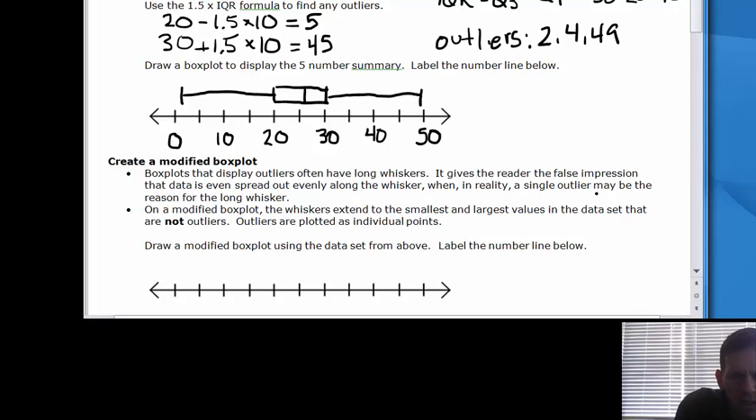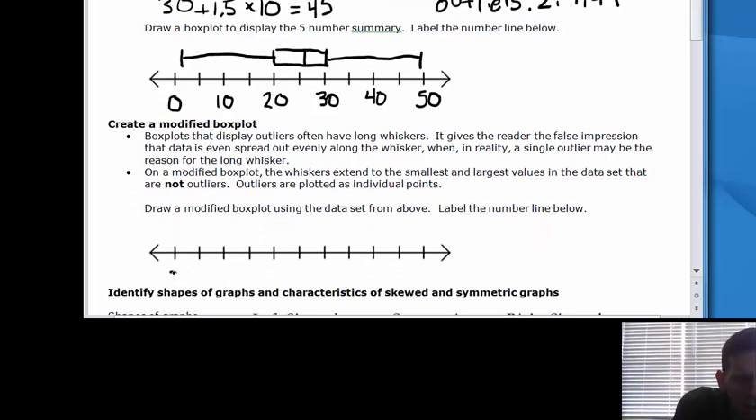So we're going to plot the same graph that we had last time. However, what we're going to do is plot the outliers as individual points. I'm going to use the same scale that we had before, counting by 5s. I'm only going to label every 10 units because it starts to get a little messy on the graph if we start putting 5, 15, and it just makes the graph look a little cleaner. I'm going to plot the outliers, 2, 4, and 49 as single points. So I'm going to put a point here at 2, a point here at 4, and a point here at 49.